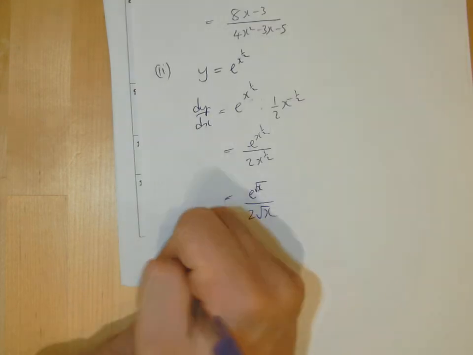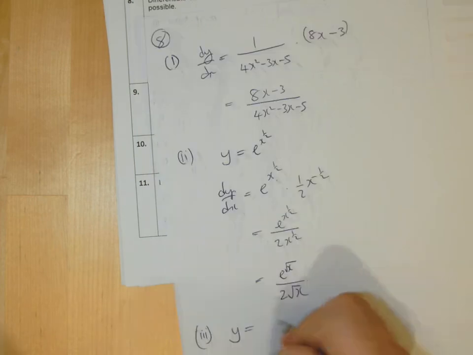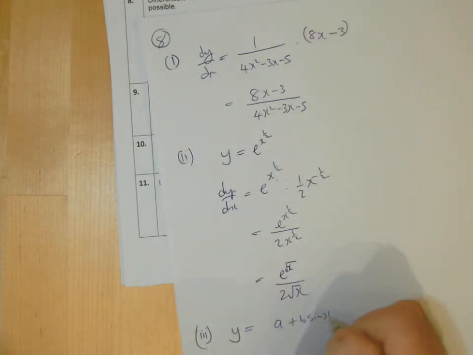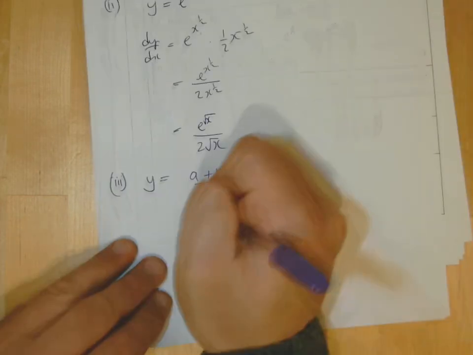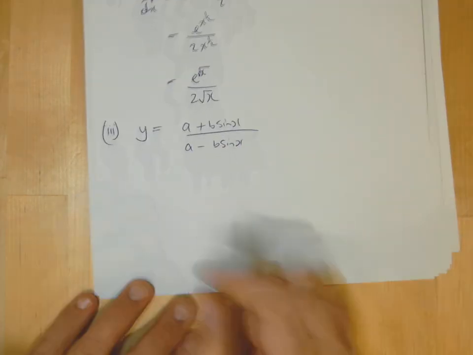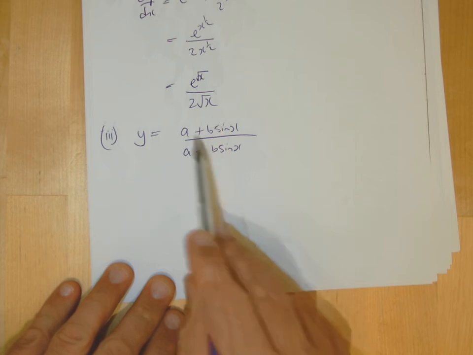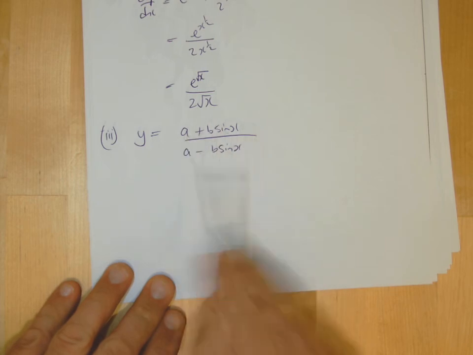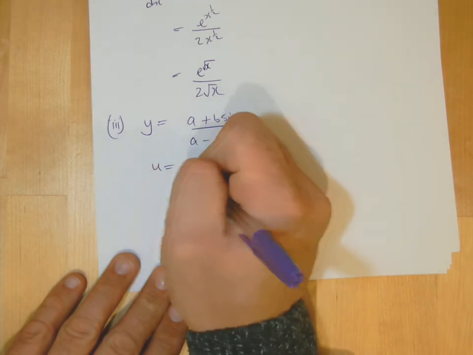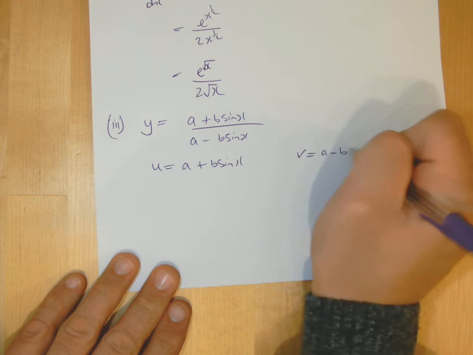Part 3 then, okay, so we've got y equals a plus b sine x over a minus b sine x. Okay, so straight into a quotient rule type question here, right? Quotient because you've got one function divided by another function. Okay, so the top, think of this as a function, bottom, think of this as a function. Call the top u, call the bottom v.